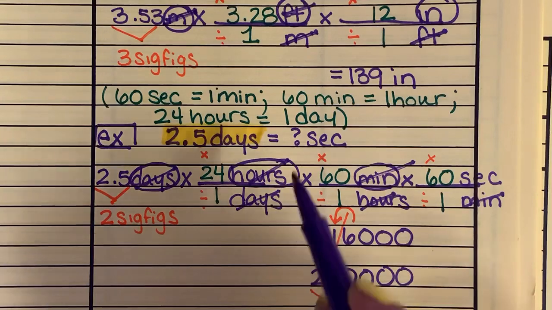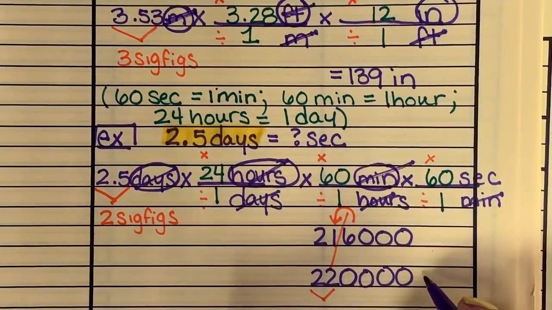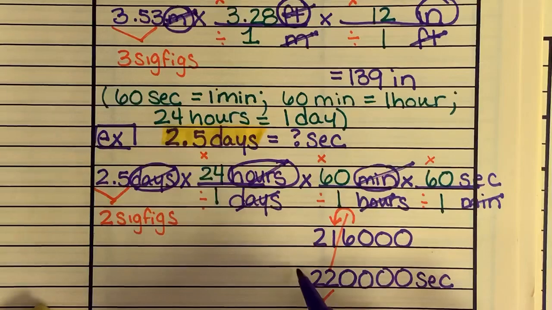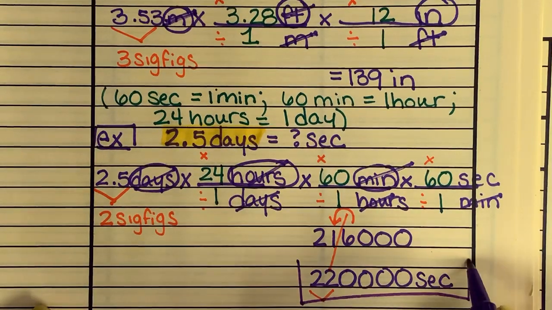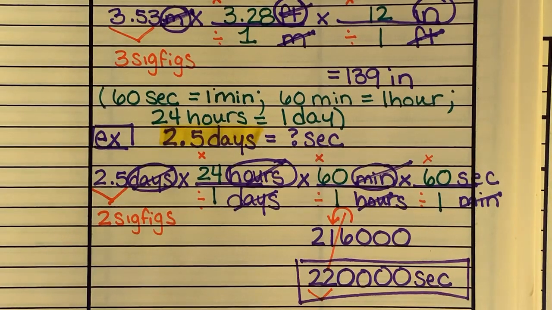Days went away, hours went away, minutes went away. I'm left with seconds, okay? Do not get rid of the zeros. The zeros are important, but they're just acting as placeholders, okay?